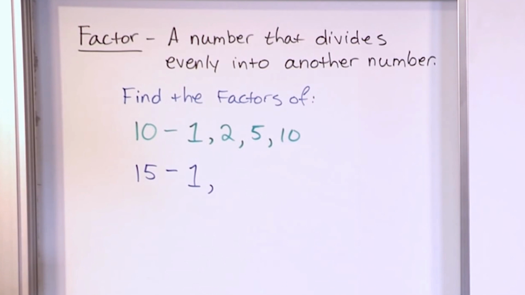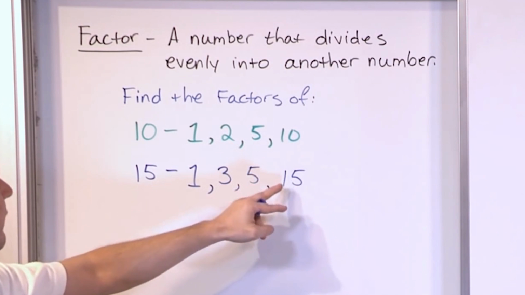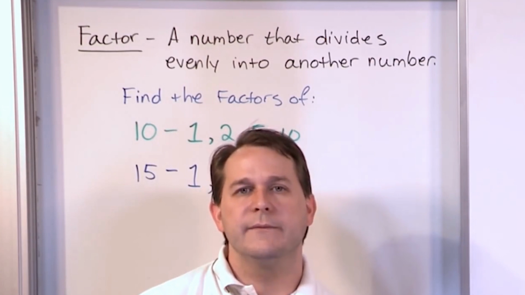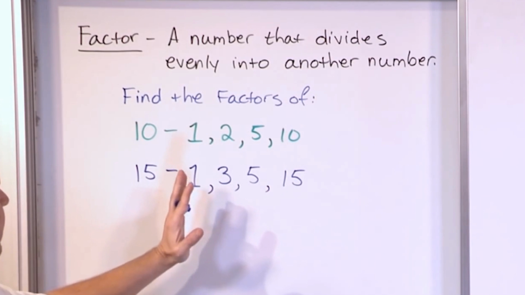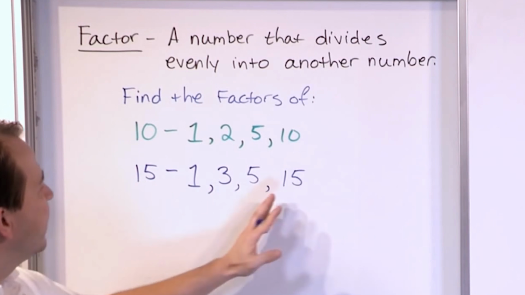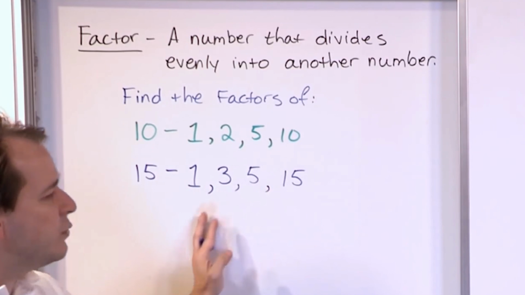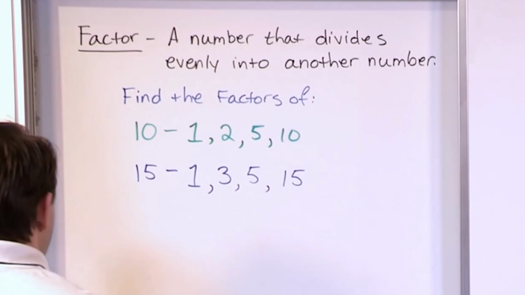And then you just keep racing through it. Is 6 a factor? Is 7 a factor? Is 8 a factor? Is 9 a factor? And so on and so on. The only other factor you're going to get is 15, because anything like 9, 10, 11, or 12, if you try to divide it into 15, it doesn't go a whole number of times. It doesn't go an even number of times. So when you do these factors, what you're going to find is that the number 1 is always a factor, and the number itself is always a factor on the end, because 15 divided by 15 is 1. And then you'll have a few numbers in the middle, and what you're looking for are these numbers that divide evenly.